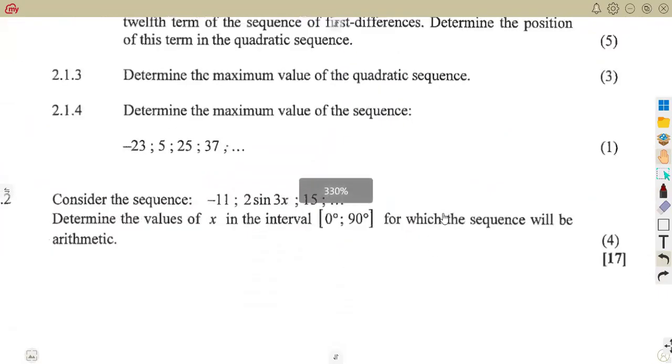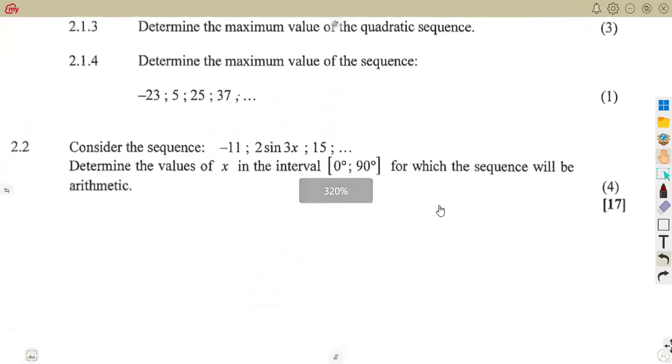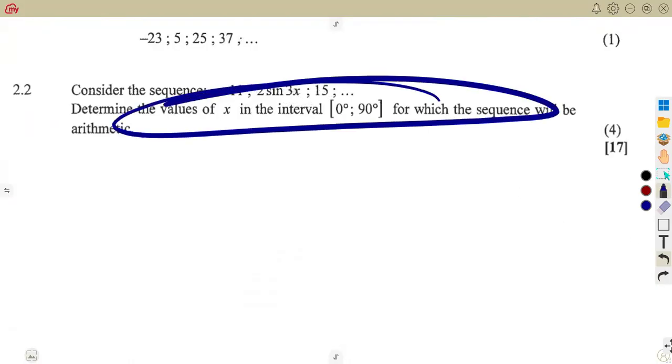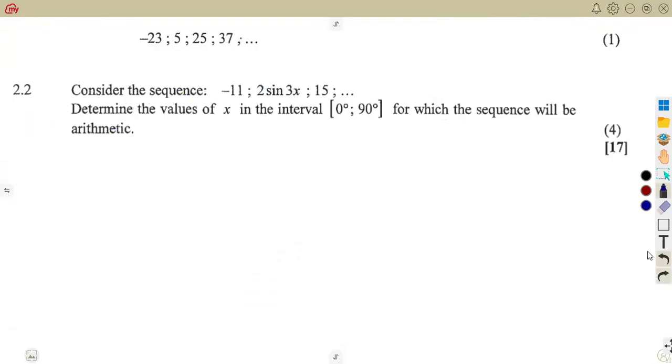All right, let's consider another one. 2.2, you are given to consider the sequence, and this sequence you are given -11, 2 sine 3x, 15. We are now into trigonometry. Whilst you are working with number pattern sequences, the trig is part of it. So they are saying, determine the values of x in the interval from 0 to 90, for which the sequence will be arithmetic.